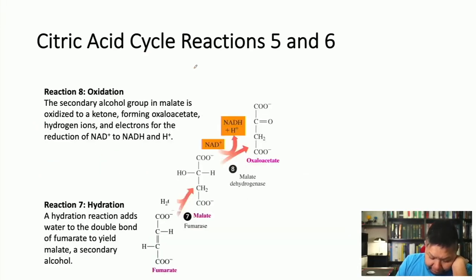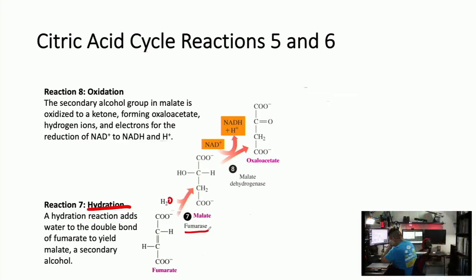And then moving on to step 7, fumarate gets hydrated. Somehow something got cut off there, but that's an H2O. Fumarate gets hydrated by an enzyme called fumarase, and it becomes malate in step 7. So the water that's coming in, where did it go? Right here. And that's why it's called malate now.